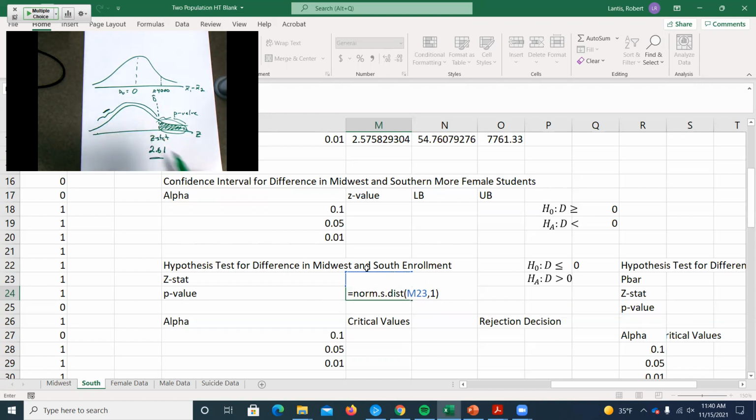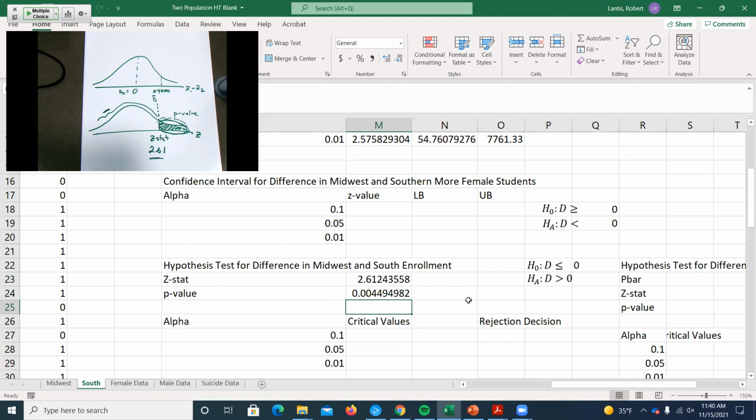But if I know it's going to give me the area to the left, and I wanted the area to the right, what could I do here? Yeah, simply subtract that from one. Now, if I hit enter, I should get that area that's to the right of my test statistic of 2.6, okay?